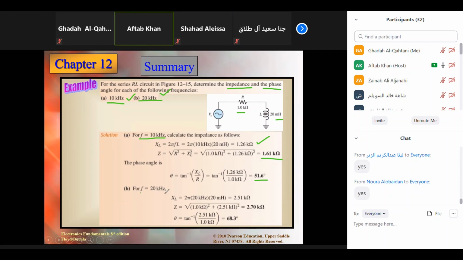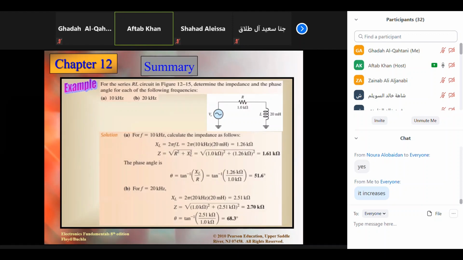Now we change the frequency to 20 kilohertz and I check these things. What I found is that XL is increasing. Previously it is 1.26, now it is 5. This is here and this is here. So it is just a proof of what we concluded in the previous slide: by increasing the frequency, the other parameters will also increase. That's it. All right.